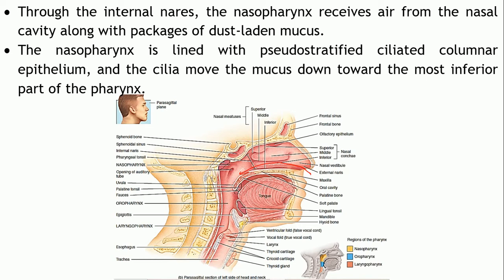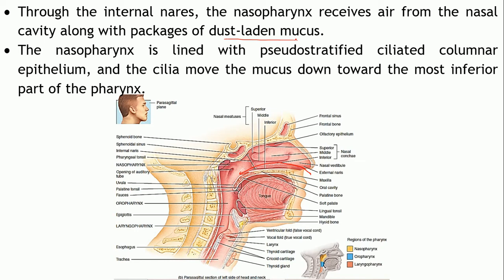It will also receive the dust-laden mucus. Remember, the mucus traps all the dust particles. That mucus will also enter into the nasopharynx. From here it can either enter the oropharynx, be swallowed, or be spat out. Thus it prevents dust particles from entering your respiratory system. So that is a protective function.